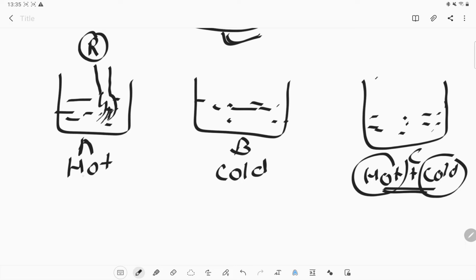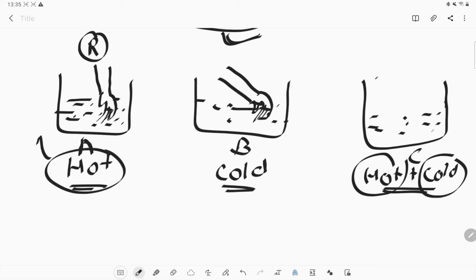Now you will put one hand, the right hand, in the beaker which contains the hot water, and your left hand into the beaker which contains cold water. Make sure the water is not so hot that you can burn your hand. It should be something you can handle with your skin. Before doing this activity, you should be more cautious.